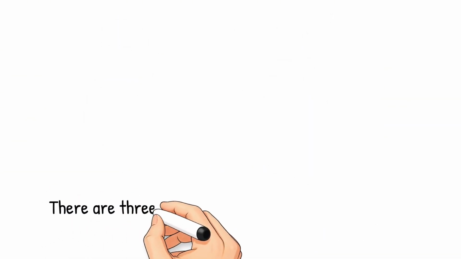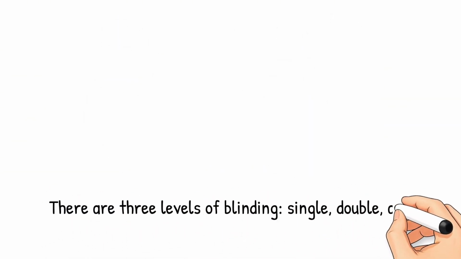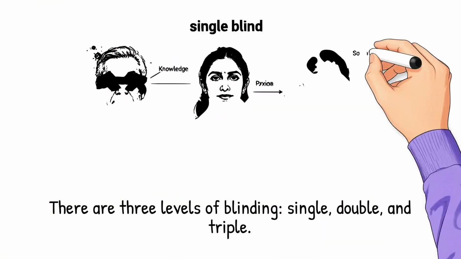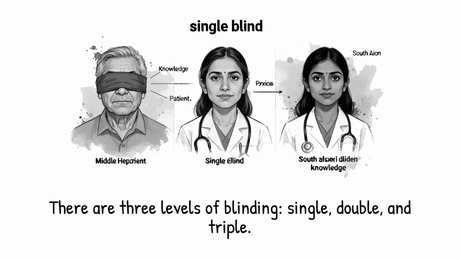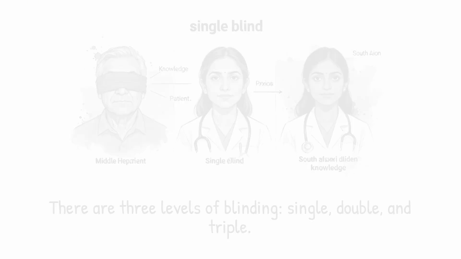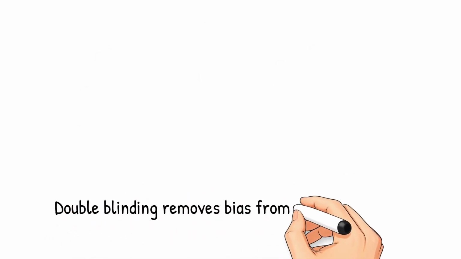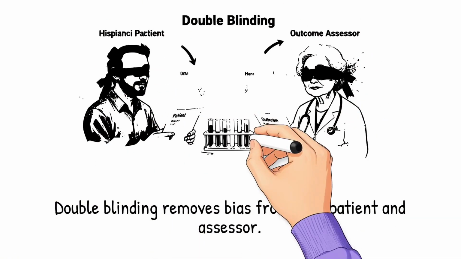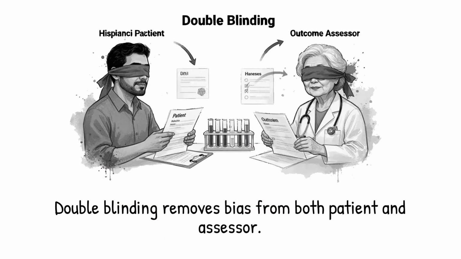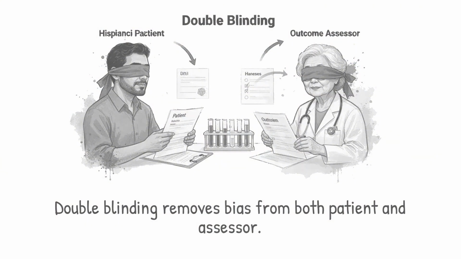There are 3 levels of blinding. Single blind. The patient does not know which treatment they received. The clinician does. This reduces patient bias, but not clinician bias. Double blind. The patient and the person assessing the outcome do not know the group assignment. When feasible, this is one of the strongest designs in RCTs because it reduces bias from both sides, the person receiving the treatment and the person measuring the result.